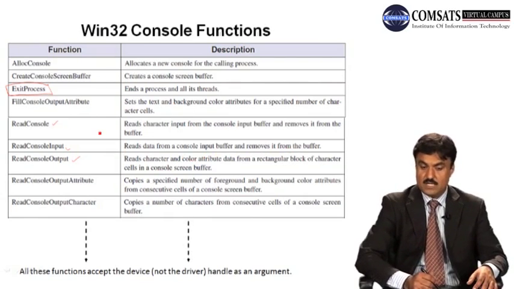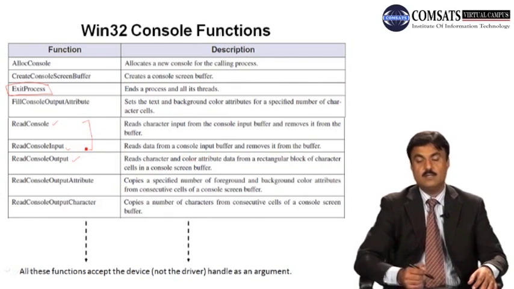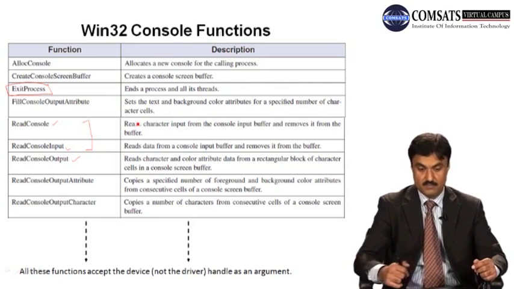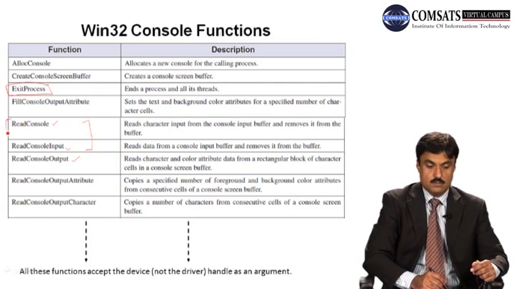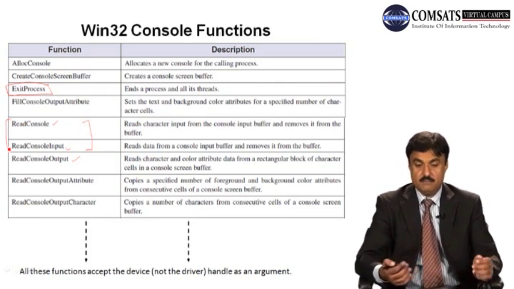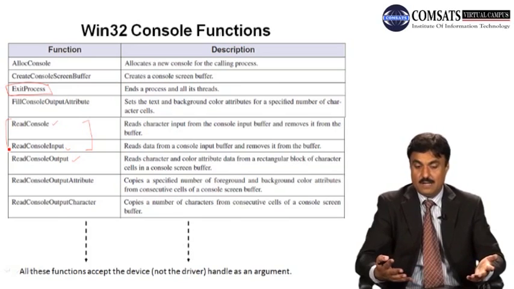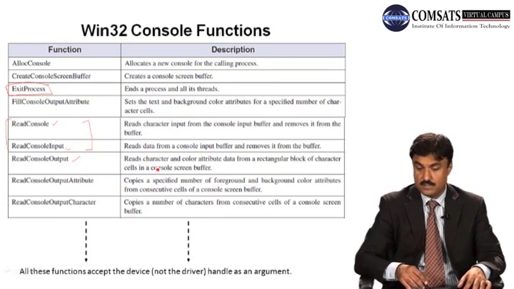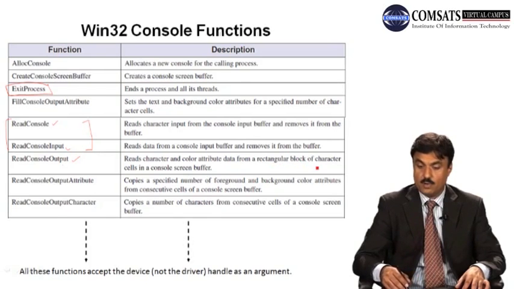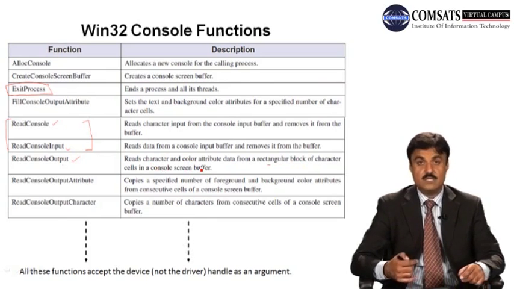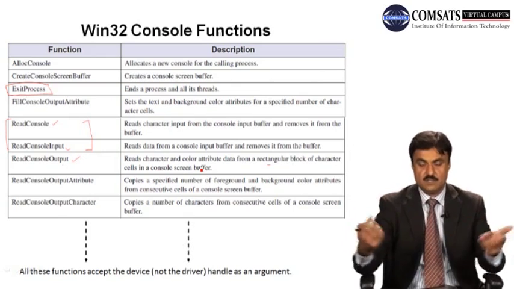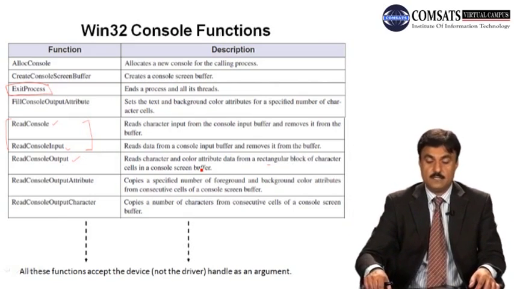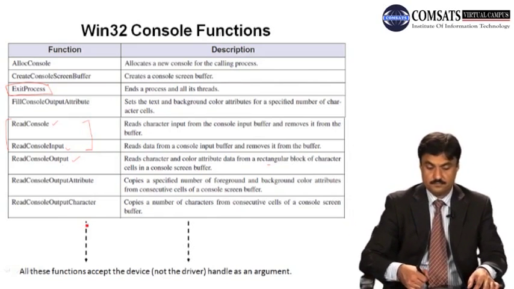There are many Win32 console functions, and they have varying functionality. Here is ReadConsoleOutput. It reads the character and color attributes data from a rectangular block of character cells in the console screen buffer. So you can see that we can read whatever is written on the screen, from that buffer. The list is very long.